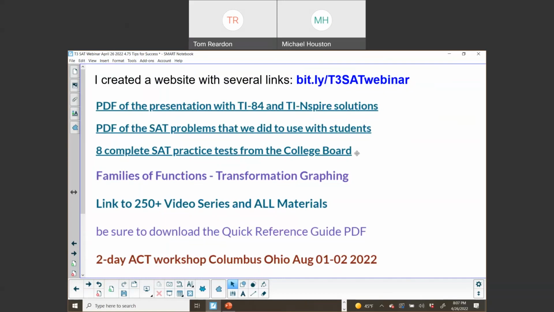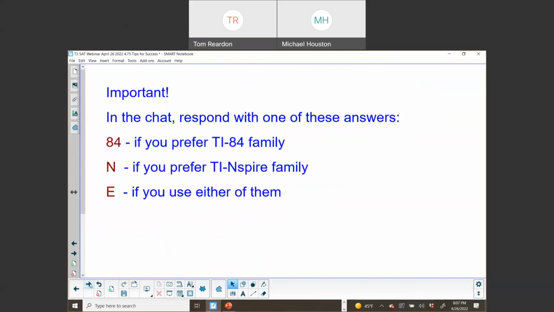Transformation graphing is huge for this test, and so I'll point you to TI's video series there. And Becky Kaysen, thank you for your help there. I see you're on. Becky helped with testing those materials. And then I have an ACT workshop in Columbus, but that doesn't really apply to probably any of you since you're ACT people, but just in case.